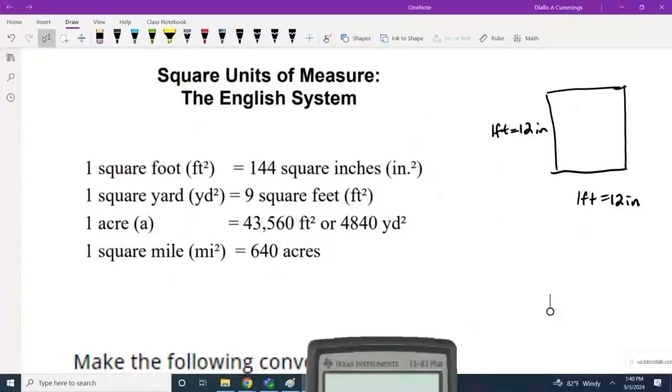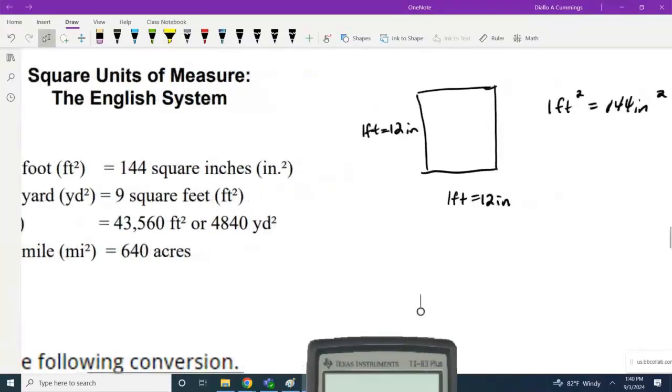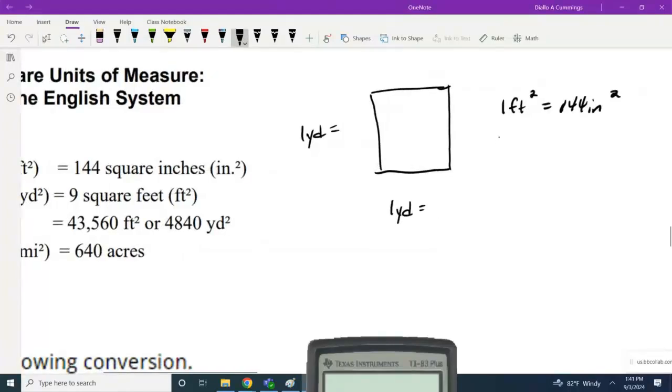If we take a look at the second one, 1 square yard is equal to 9 square feet. So I'm going to use this same diagram. I'm just going to change up my dimensions. So let's just say I have a yard for the length and the width. So if I want to find the area, right, I would multiply the length times the width. 1 yard times 1 yard is 1 square yard.